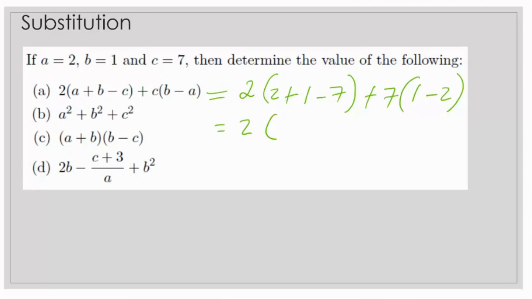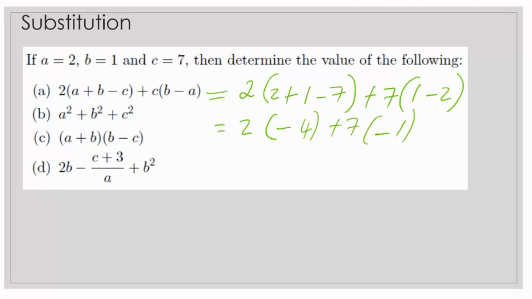Remember, when I'm inside, I've got addition and subtraction. It does not matter, they have the same priority, but I'm going to start from left to right. I'm going to do this by inspection. 2 plus 1 is 3. 3 minus 7 is going to be minus 4. It's minus 4 plus 7. 1 minus 2 is going to be minus 1.